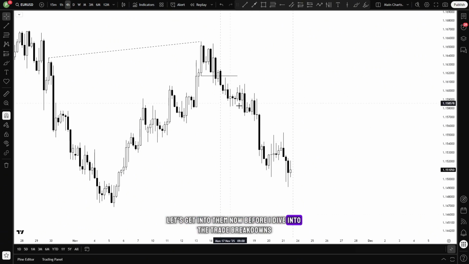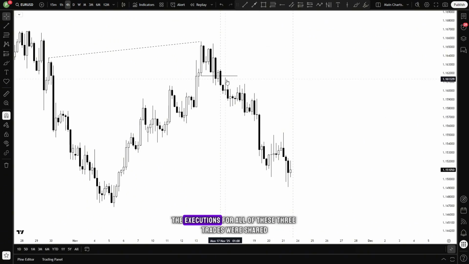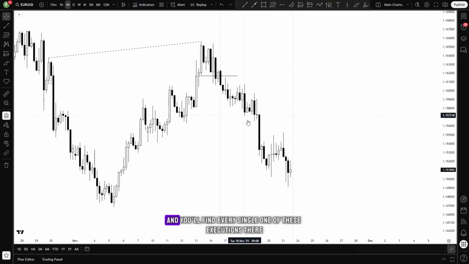Now, before I dive into the trade breakdowns, I just want to give you a quick note. The executions for all of these three trades were shared inside my public Telegram channel. So if you want to verify those executions, go look at my Telegram channel and you'll find every single one of them there.